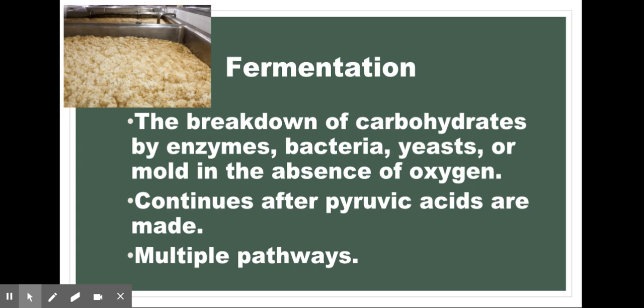Once we have created the pyruvate or the pyruvic acid in glycolysis, the next step we need to decide is: are we going to have oxygen, or are we going to have to proceed without oxygen? If there is no oxygen available, then the next path is going to be fermentation. So here we are going to break that pyruvic acid down either with a type of bacteria or yeast or some type of other fungus, and that's going to make lactic acid.